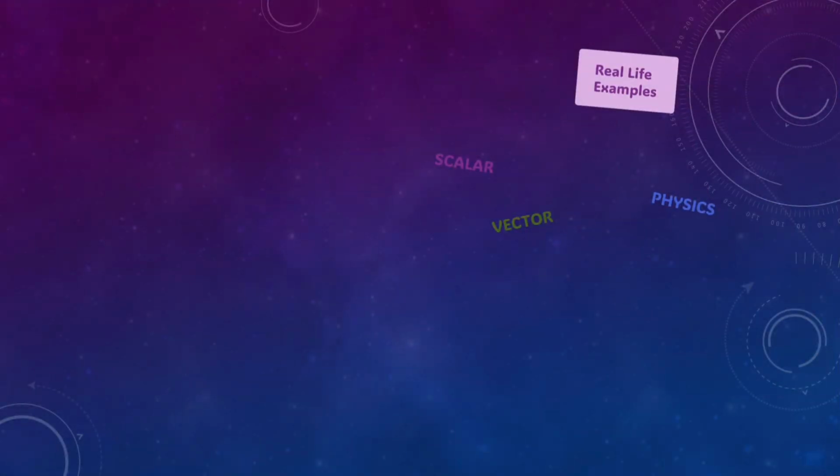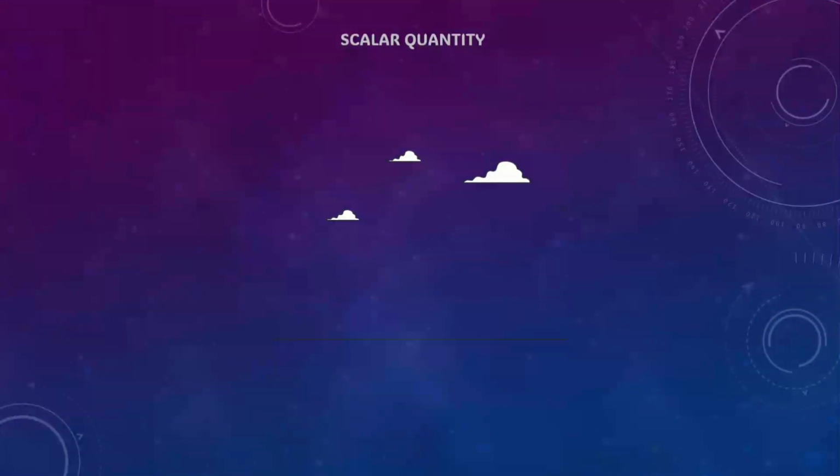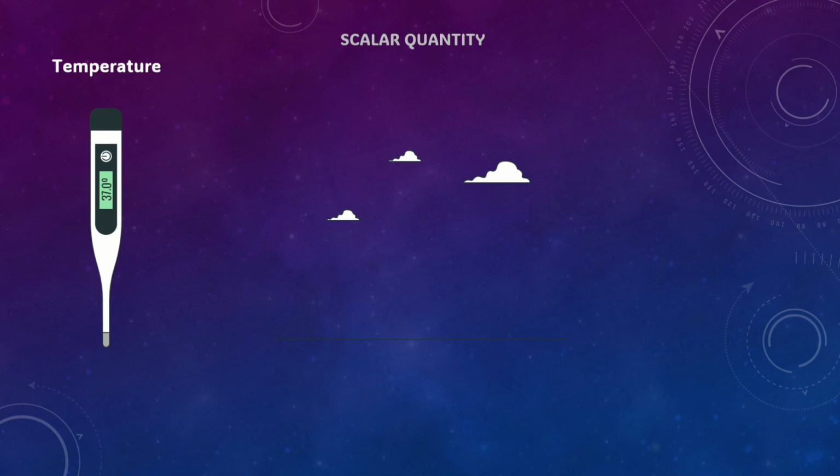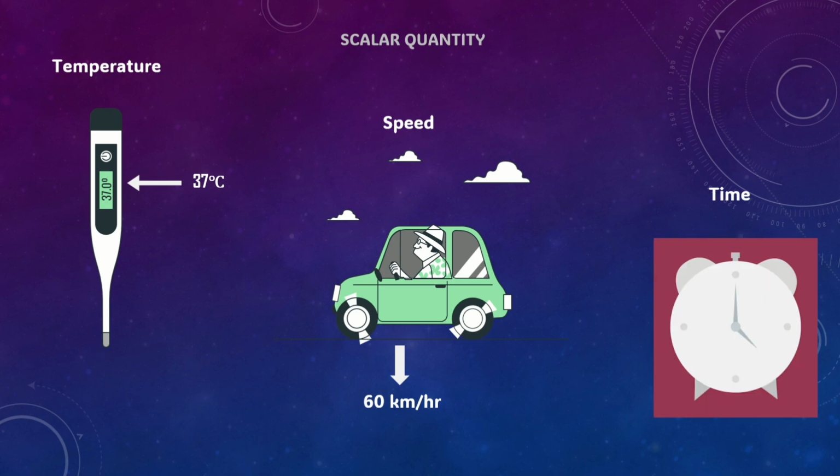Let's look at some real-life examples of scalar and vector quantities. The first example is temperature. We say the temperature is 37 degrees Celsius. We don't need to say 37 degrees Celsius upward or downward. Another example is speed. A car is moving at a speed of 60 kilometers per hour. We don't know the direction in which the car is headed. Another one is time. If I say I wake up at 6 a.m., no direction is needed.